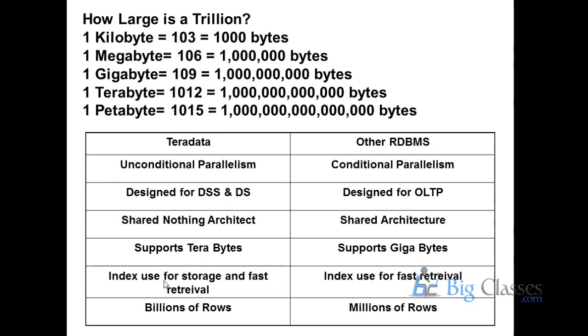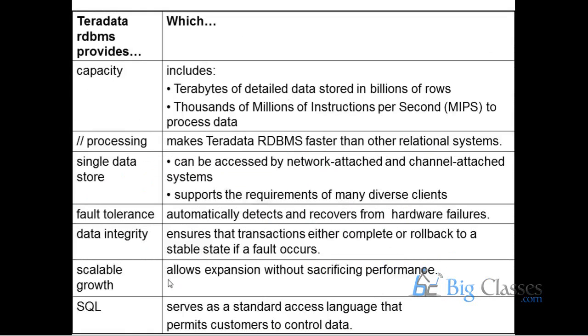And some other terms which Teradata drives: from the capacity perspective, it can include millions and millions of records, process millions of instructions per second, and handle terabytes of data. And parallel processing is a feature which makes Teradata faster than other RDBMS systems. It's a single data store and can be accessed by various client platforms like mainframe applications or Windows, Linux and other operating systems.